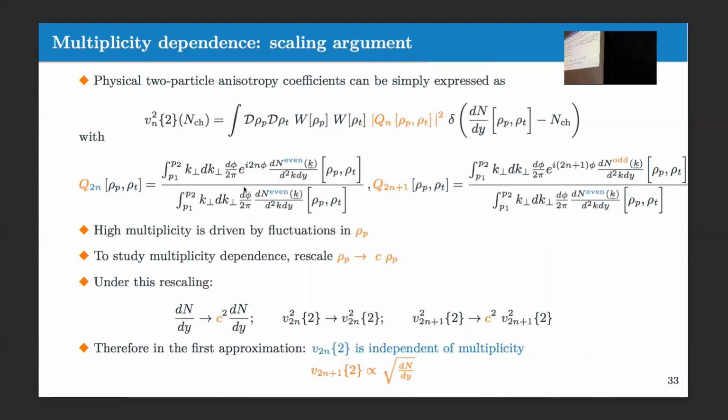Now let me assume that the high multiplicity fluctuations, for example in pA collisions or A collisions, are driven by fluctuations of the projectile rho. It's a well-defined assumption if you have a very well-developed target which is smooth. So the multiplicity fluctuations are driven by fluctuations in the projectile. Let's analyze this dependence on the projectile rho. Let's rescale every projectile rho by some factor C. It's a momentum dependent factor. I'm not going to do a good job in terms of momentum dependence, and this is why I want to only discuss the momentum integrated quantities.